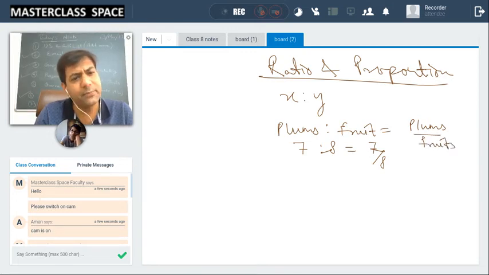Have you studied something called the unitary method? No. Actually, you have studied. Everyone studied because we all have crossed 5th class. If someone is going 50 kilometers in 5 seconds, then how much is he going in 1 second? 10. How did you get it?